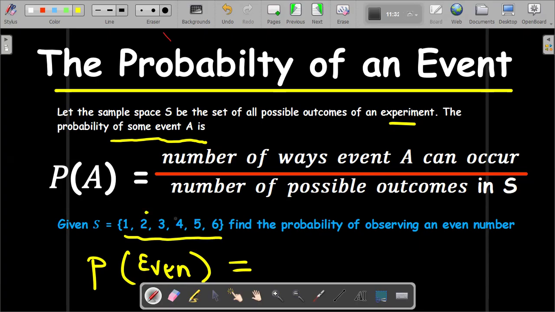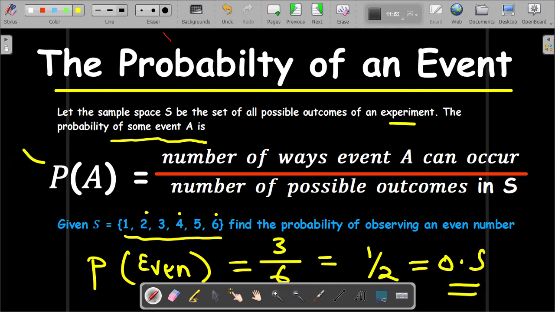So we can see 2, 4, and 6. So we have 3 numbers that are even there. So the probability of picking an even number in this set will just be what? 3 over 6. And then you reduce this, it will just be 1 over 2, which is the same as 0.5. So this is how we can use this formula for finding the probability of an event. This will be a very important formula that you use throughout the course. Whenever you want to find the probability of something, you will be doing something similar to this.